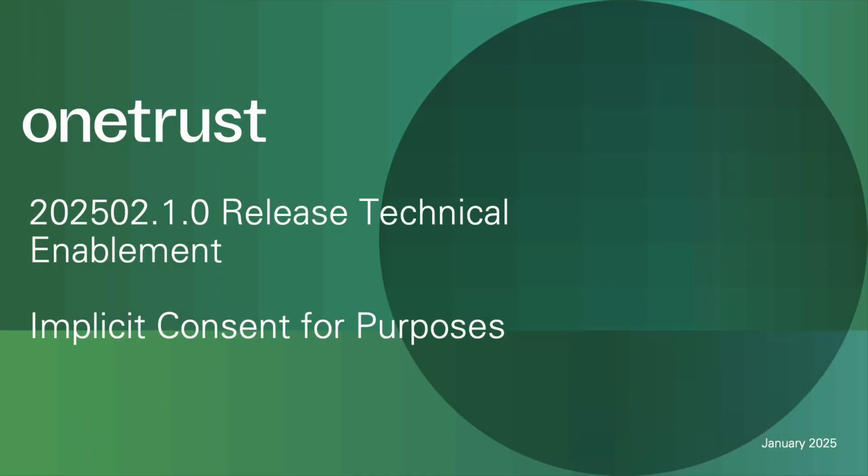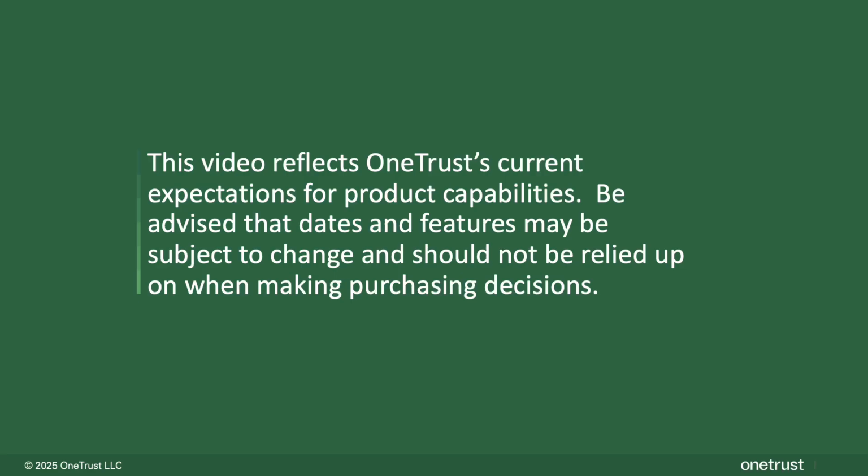Welcome to the Technical Feature Enablement video for Implicit Consent for Purposes. This feature is now generally available as of the 2025 02.1.0 release, also known as the 2025 Winter release. This video reflects OneTrust's current expectations for product capabilities, but dates and features may be subject to change and should not be relied upon when making purchasing decisions.